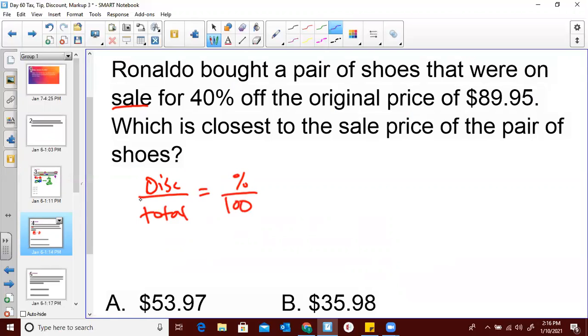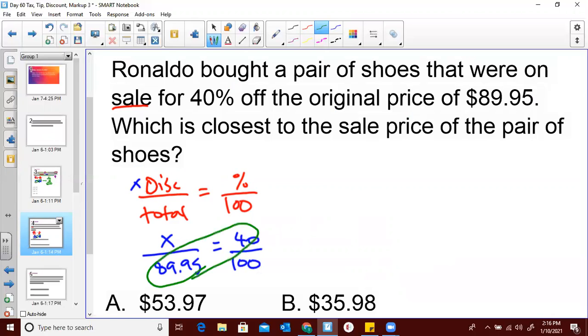All right, so we just need to fill in what we know. What we're looking for initially is our discount, so we'll have our discount as our variable. Our total was $89.95, and our percent was 40 over 100. But when you cross multiply the numbers that you can and then divide by X's partner, you'll see that our discount, or X, is going to be $35.98.